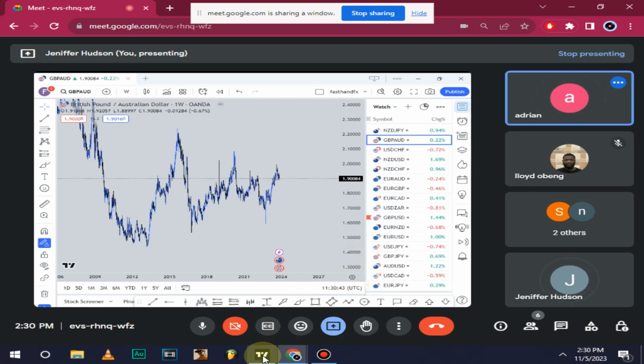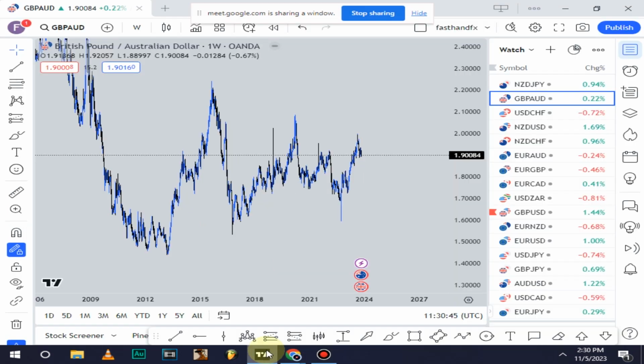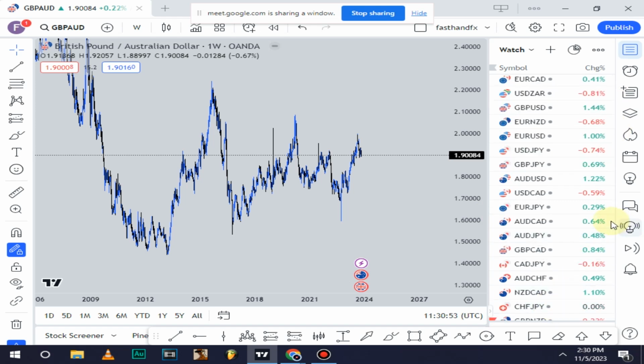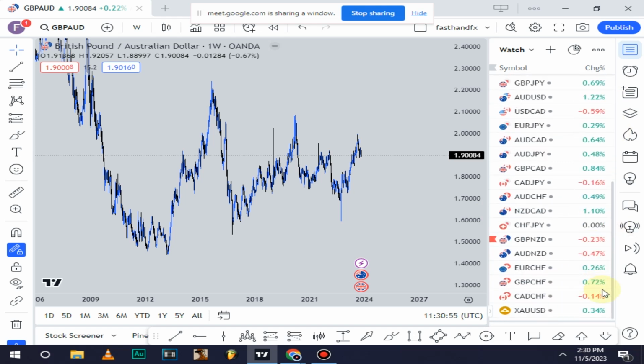So let's start with the GBP card. Was it GBP card or GBP? I don't know. GBP JPY. Card JPY. Oh, card JPY. Card yen. Where are you? Here we are.